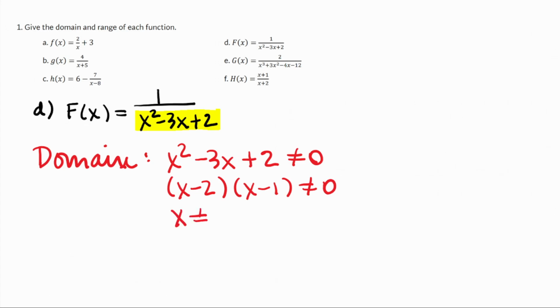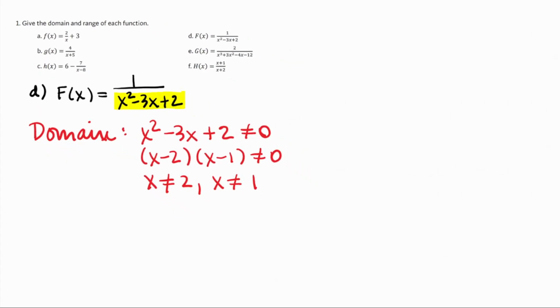Let's say x is not equal to 2 and x is not equal to 1. It's really not "or" there, it's "nor." But we're not really worried about that stuff in Algebra 2. I'm just going to say x not equal to 2, x not equal to 1.